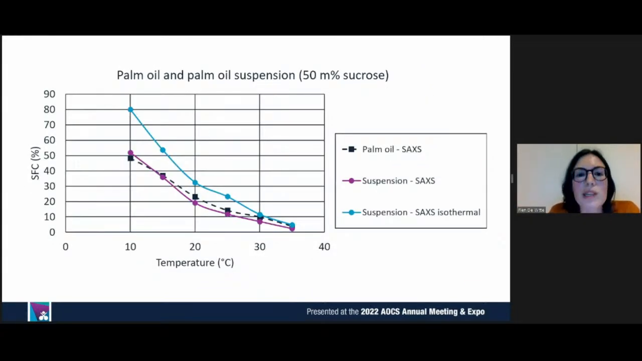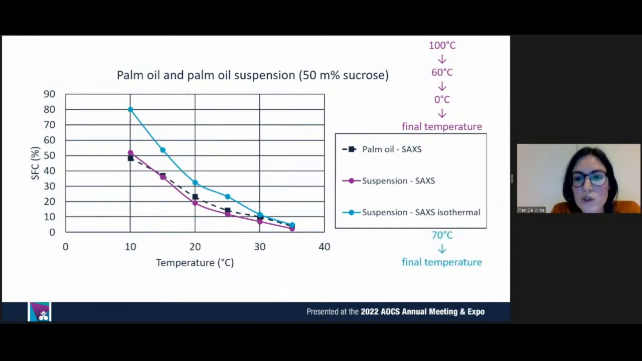On the other hand, if we would like to analyze a suspension, it becomes way more difficult. In this case, the black line is the reference line, so it is the solid fat content curve of the plain palm oil. For the purple line, we also use the AOCS method. So again, we heat it to 100, we cool to 60, we cool to 0 degrees, and then we cool to the final temperature. But we use the suspension that contained 50% of palm oil and 50% of sucrose. In this case, you can still see that the solid fat content of the palm oil and the palm oil suspension is related to each other. It is not too much of a difference.